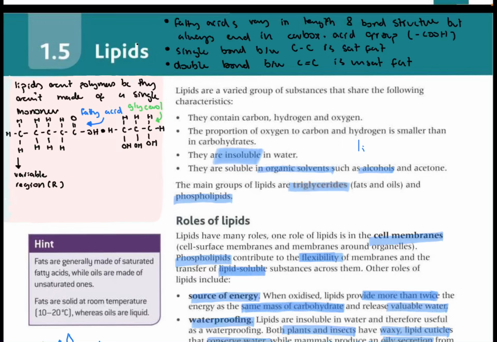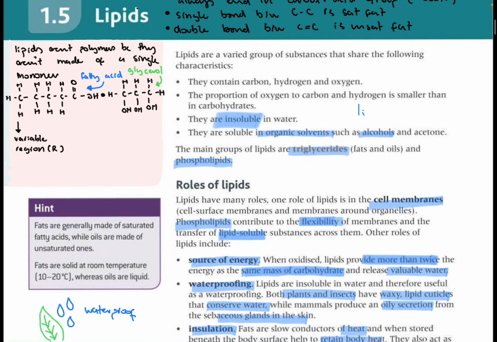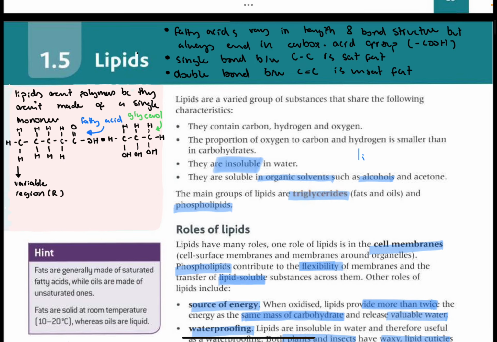Now, the proportion of oxygen to carbon and hydrogen is smaller than in carbohydrates. They're insoluble in water, and they're soluble in organic solvents such as alcohol and acetone. The main groups of lipids are called triglycerides and phospholipids. They sound a little bit confusing right now, but I promise we'll go over it.